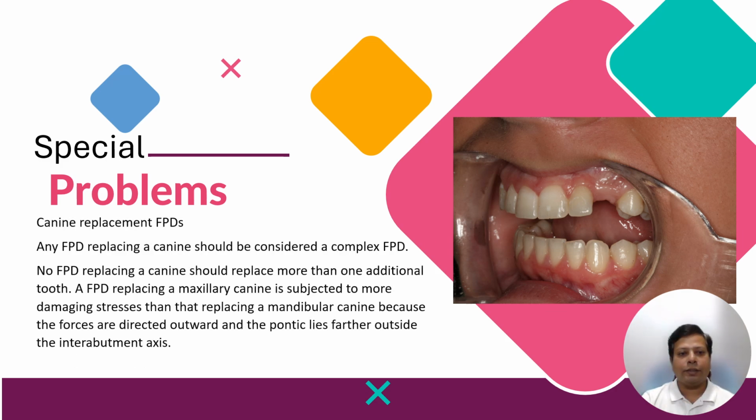While considering canine replacement FPDs, you need to make sure that the FPD replacing a canine is considered a complex type of fixed partial denture, and no FPD replacing a canine should replace more than one additional tooth. So an FPD replacing a maxillary canine is of course more difficult when compared to a mandibular canine.